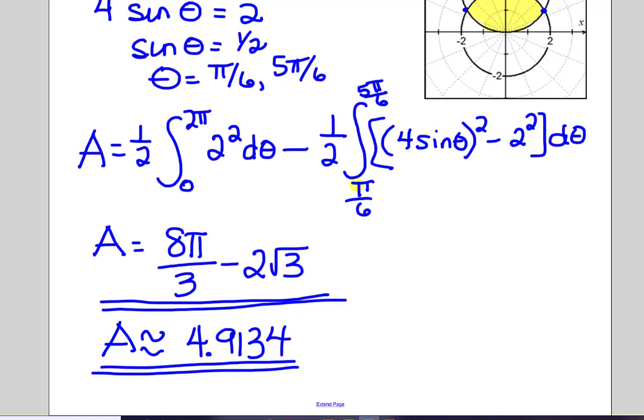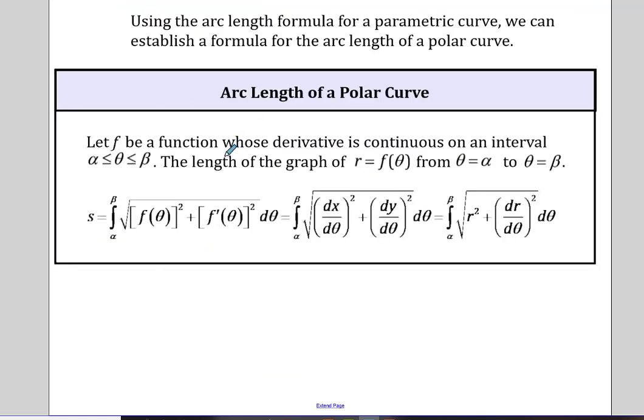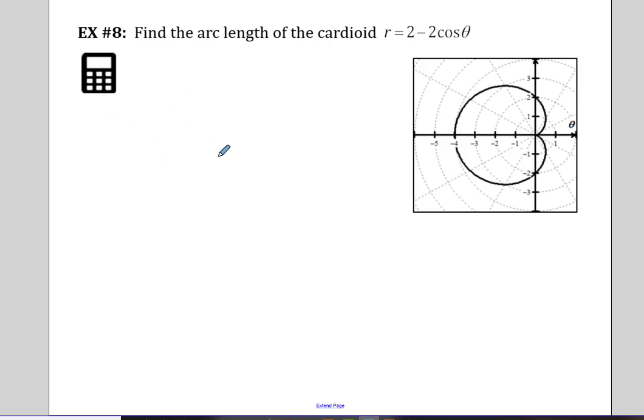And then our last two examples, we're looking at arc length of a polar curve. And using the arc length formula, you can see 3 different ways we can write these formulas. So using the formula to find the arc length of the cardioid, the arc length is that entire length all the way around. That length is going to go from 0 to 2 pi, and again, this is a calculator question.